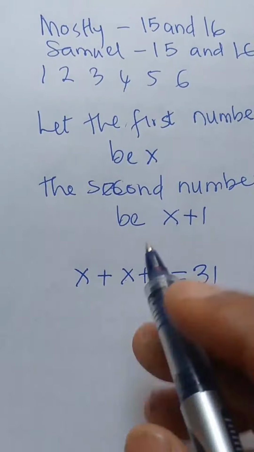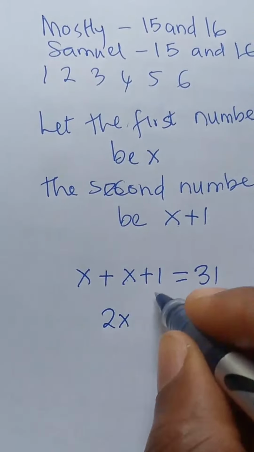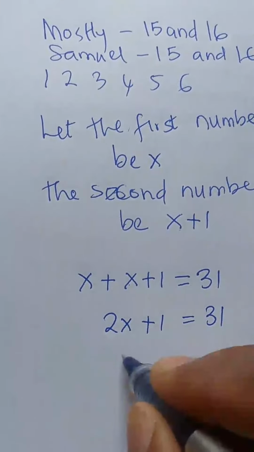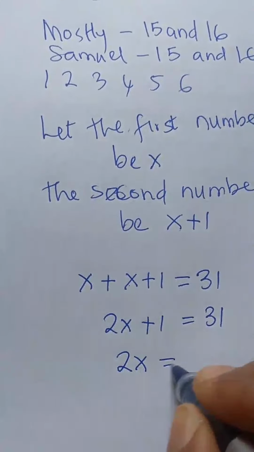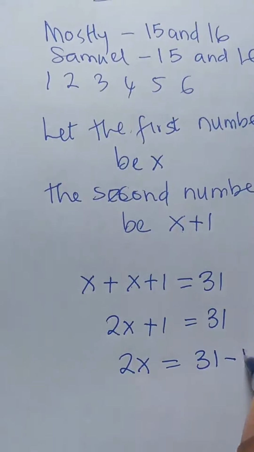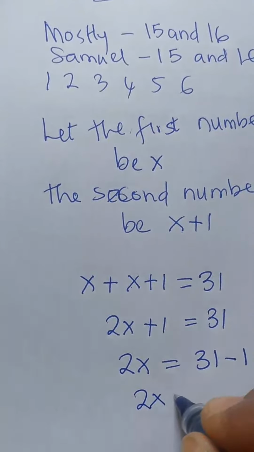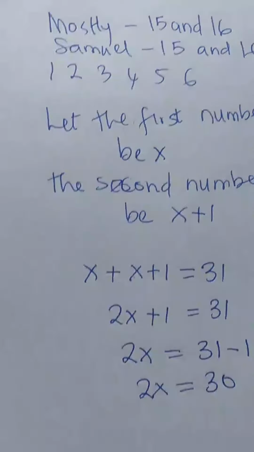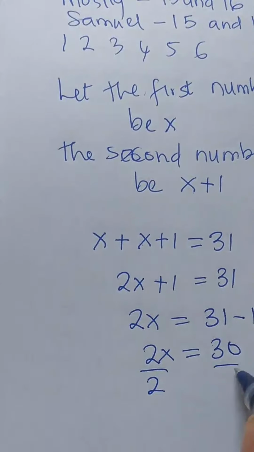Now we have x plus x will give us 2x, plus 1 is equal to 31. Now 2x is equal to 31. When this 1 crosses the equality sign, it becomes -1. We have 2x is equal to 31 minus 1, which will give us 30. Okay, so divide both sides by 2.